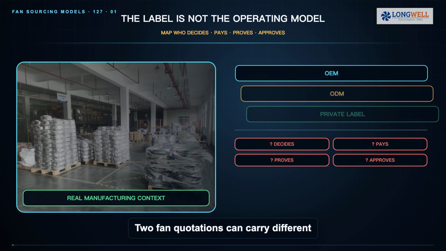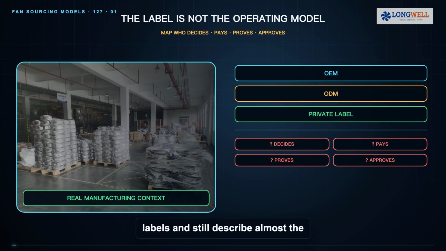Two fan quotations can carry different labels and still describe almost the same project. Another two can both say OEM while assigning completely different work, cost, and risk. The label is not the operating model. The useful question is, who owns each decision from product definition to after sales? Build that responsibility map first, and the right sourcing route becomes much easier to see.